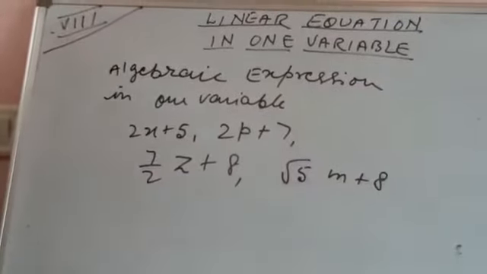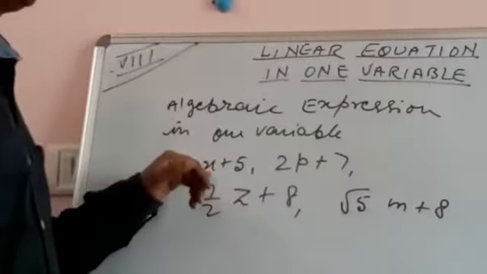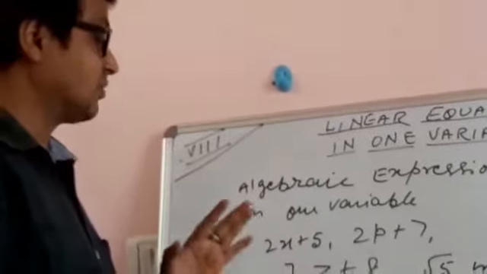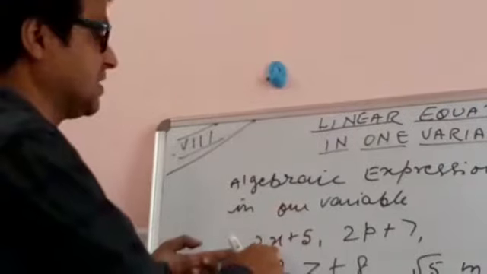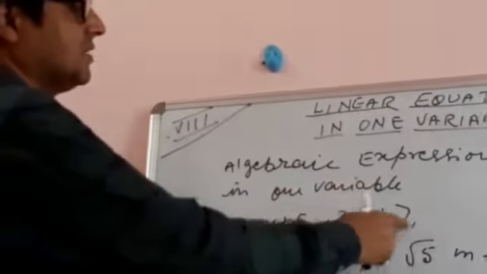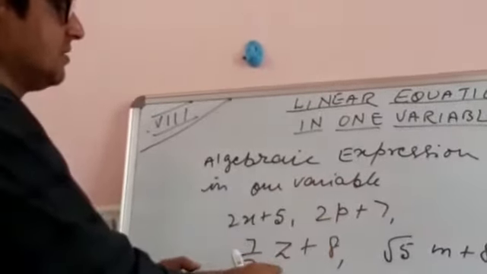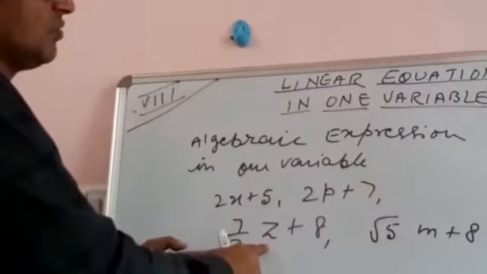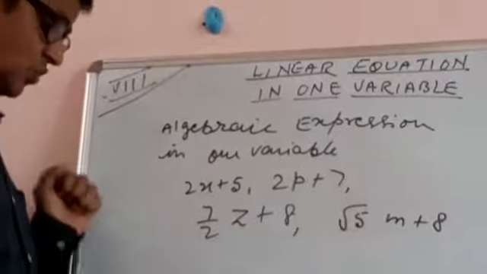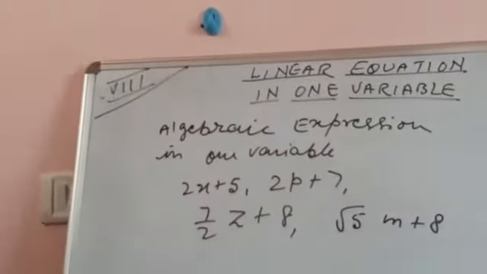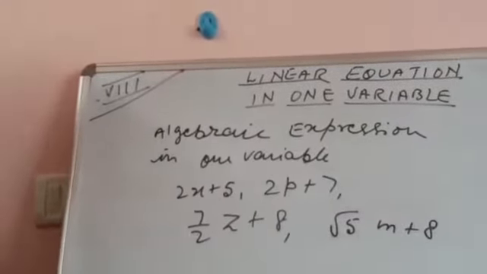Linear means what? Linear means the degree should be 1. Degree for which? Degree for the variable. What is the variable in this expression? x. What is the degree? 1. In this, the variable is z. What is the degree? 1. In this, what is the variable? m. What is the degree? 1.